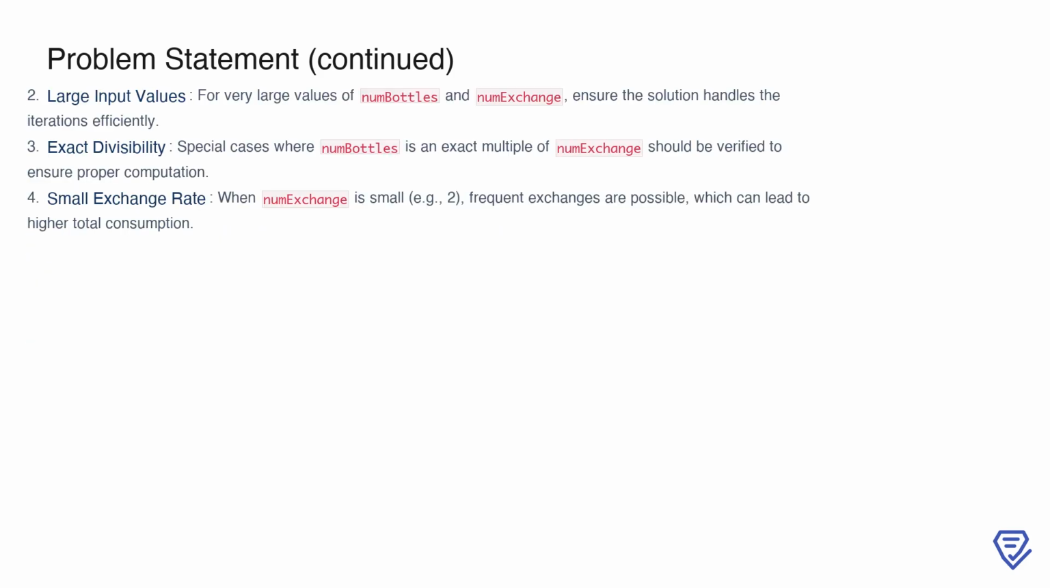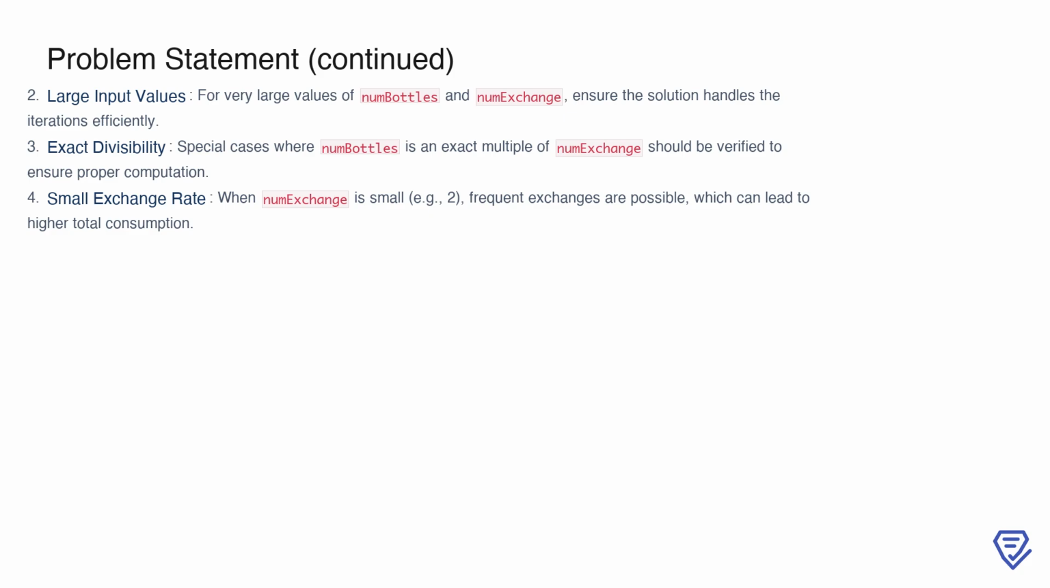Now, let's consider the constraints and edge cases. The problem specifies that the number of starting bottles, numBottles, can range from 1 up to 10,000, and the exchange rate, numExchange, can range from 2 to 10,000. For edge cases, if numBottles is 1 and numExchange is 2, you can only drink one bottle since you don't have enough empty bottles for an exchange. Another edge case involves large input values, where the solution must handle many iterations efficiently to compute the result.